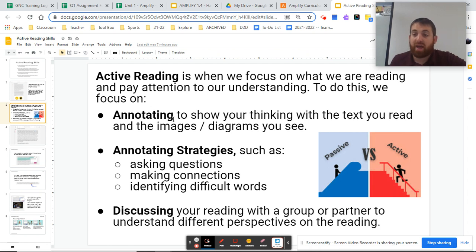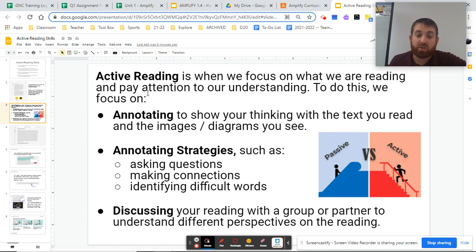Strategies like annotating. Annotating is when we take notes to show your thinking with the text you're reading and the images and diagrams you see. So going into the article, whether it's a digital or a physical article, and making notes. When we make those notes, we would use strategies such as asking questions about what we're reading, whether they're questions about what things mean or questions that we have about more context needed to understand the article. We make connections between what we're reading and our lives, what we've read and what we've seen in the diagrams, and anything we can as we continue to read. And we identify difficult words or ideas that we can look to explore, discuss, or have answered by teachers.